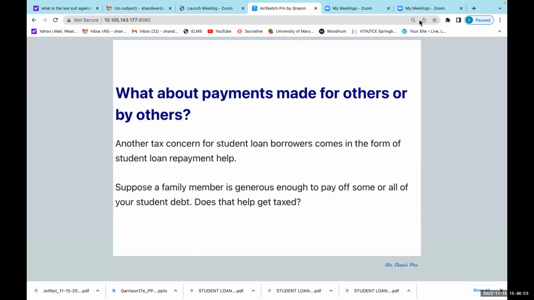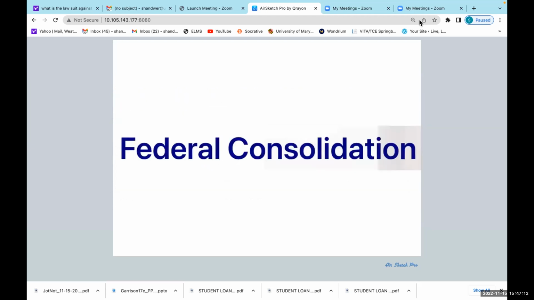What about payments made for others by others? In other words, suppose you get help from a family member to help pay off your private loan or even the federal loan. What happens then? It's like getting forgiveness on the loan. Well, does that get taxed? And the good news is that that doesn't get taxed. What we're really talking about is a gift.